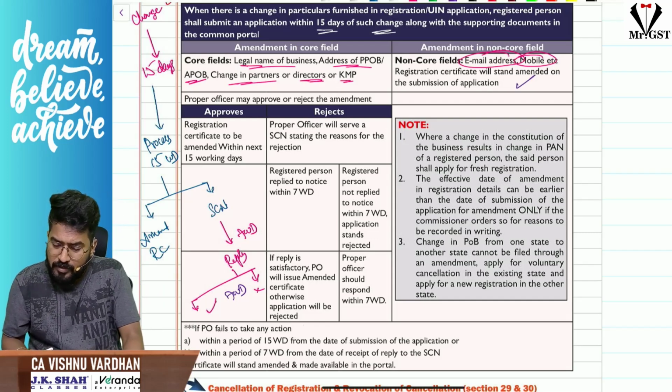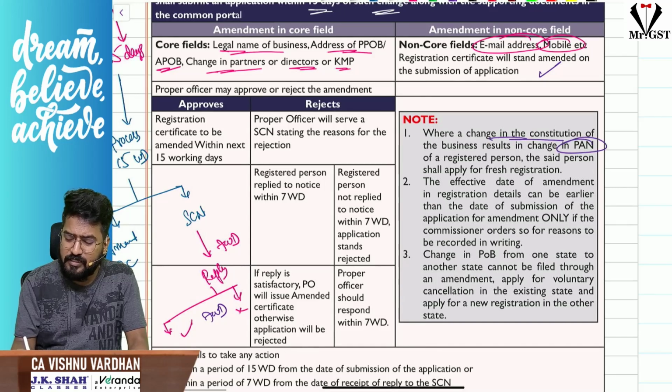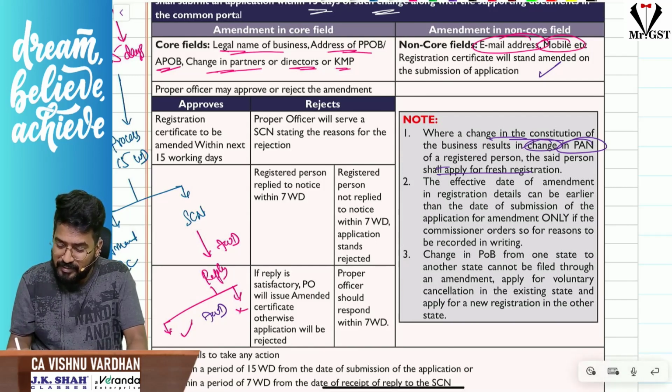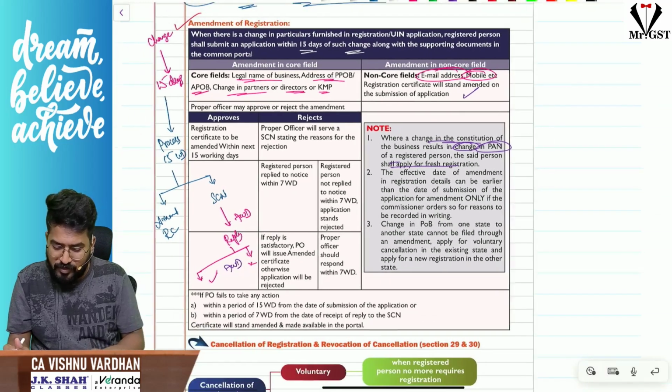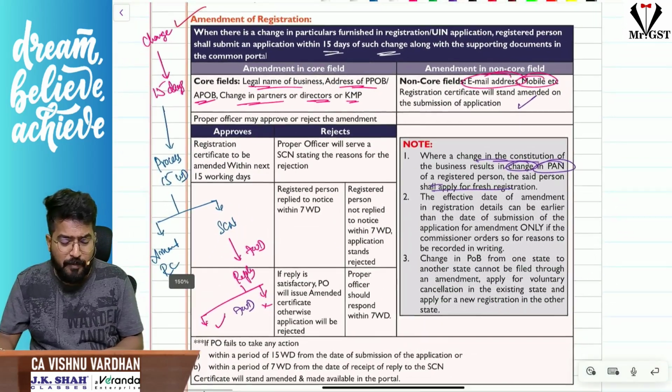Okay, next. Sir, there is a change in the constitution of the business, and because of that there is a change in PAN itself. Then you should apply for a fresh registration. Change in PAN is not an amendment in registration. Okay, that is the point. Remaining things, just leave it. Not a big one. So that is with respect to amendment of registration.